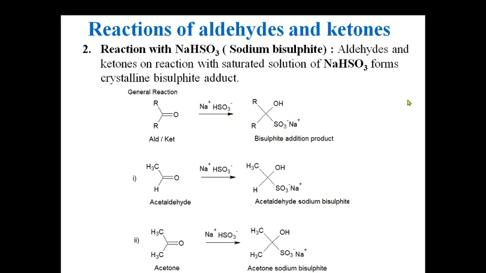So how this product is formed, that we'll have to see. Okay, so first we'll see some examples. So this is the acetaldehyde. React with sodium bisulfite, you'll get the acetaldehyde sodium bisulfite product. From acetone, you'll get the acetone sodium bisulfite.